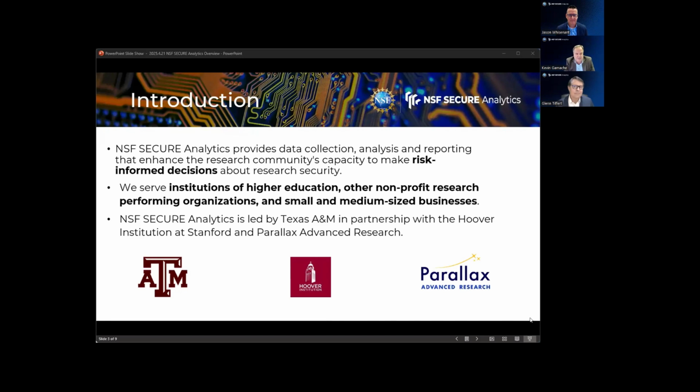We're excited. We're 6 months into this project now, and things are starting to happen. Things are moving forward. Secure Analytics is here to provide data collection, analysis, and reporting for the research community. That community consists of institutions of higher education, as well as small and medium-sized businesses and other not-for-profit research organizations. Our team consists of Texas A&M University, the Hoover Institution, and Parallax Advanced Research. We think it's a very powerful team for delivering something that's much needed for the community. Next slide.